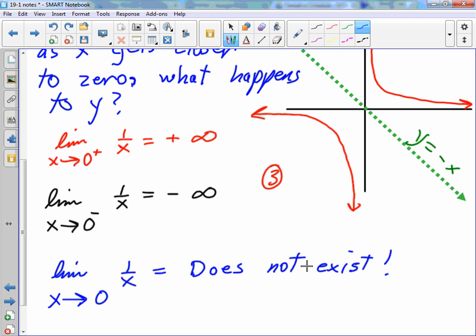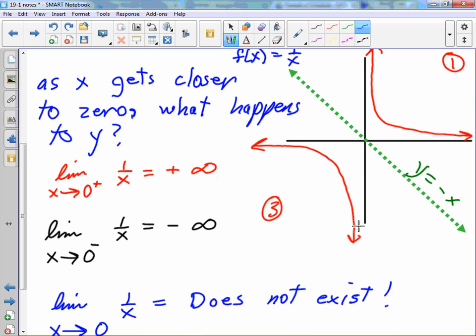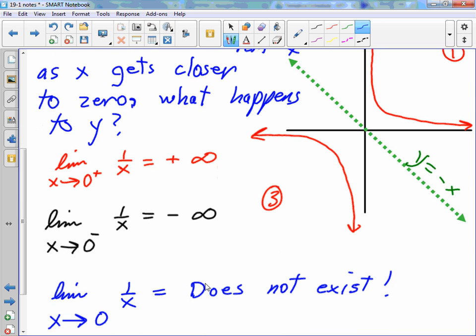Riley? Right. The function. Pardon me? Well, no. We just say it does not exist. This is infinite here. This is infinite here. Okay? Right at 0, it does not exist. Okay? So it doesn't exist.